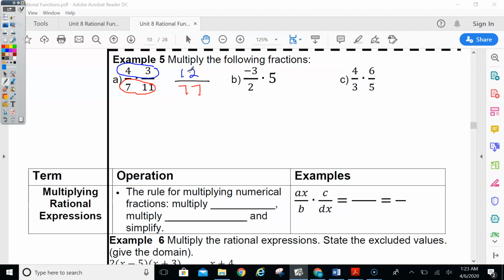So here, there's nothing you can divide both of these by, because if you look over here, there's nothing that they have in common. There's nothing I could cancel out. So in this case, that's all we would do. Right? So when you're multiplying fractions, you multiply numerators together and denominators together.